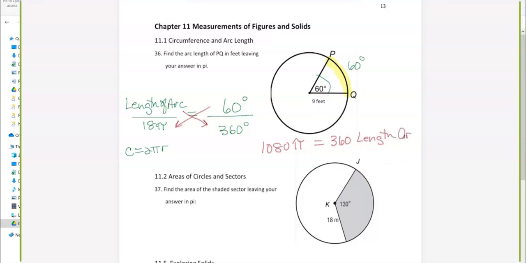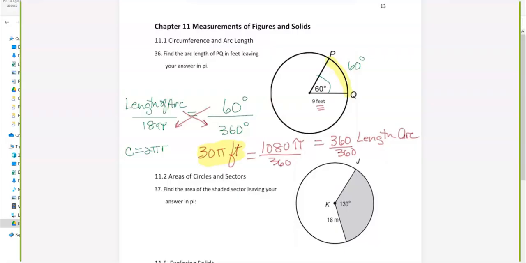So how do we get the arc by itself? You divide by the 360, divide by the 360. In my calculator, I say 1080 divided by 360. That's going to give me 30 pi. Now I need my units. My units were in feet, so I'm still in feet, and that is the length of the arc. Okay, let's highlight that, and then we're good.